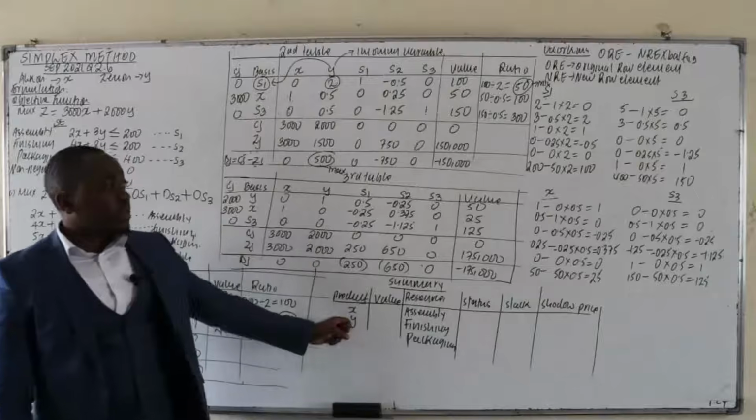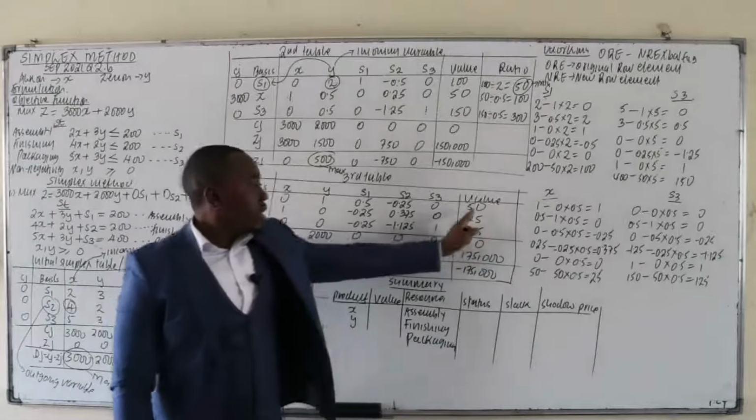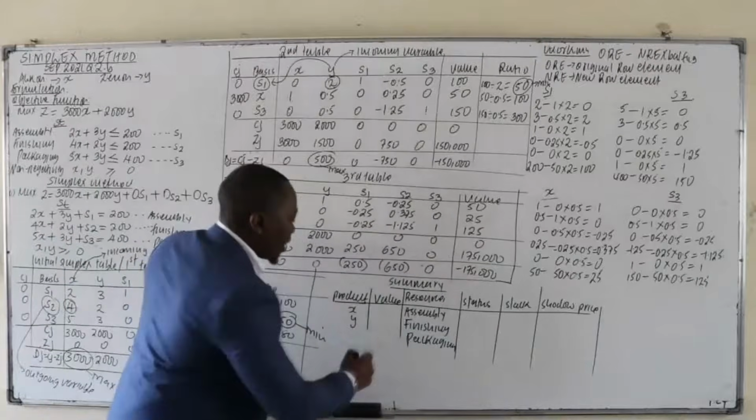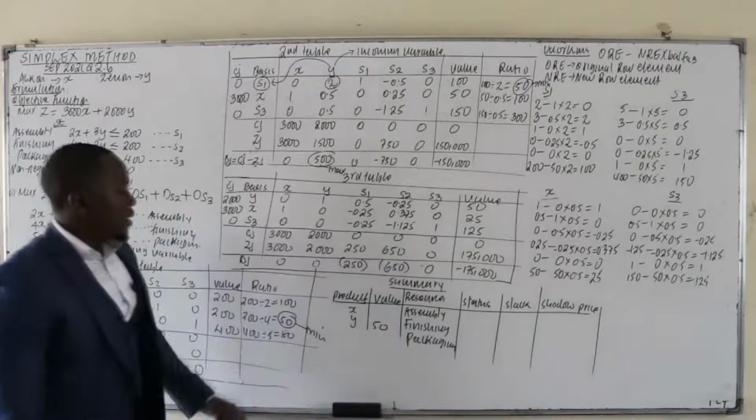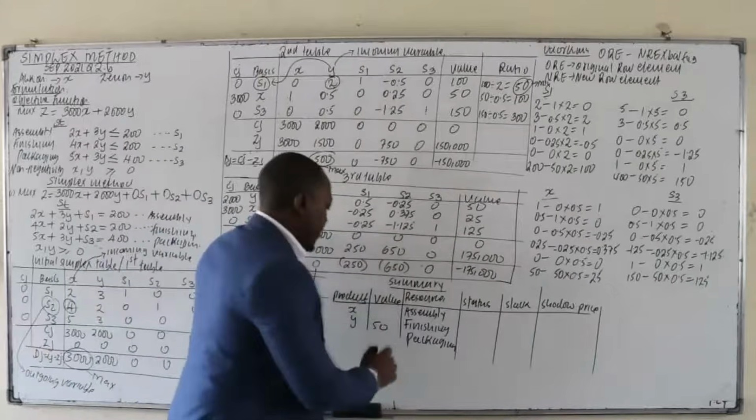How do you determine that? Now, from the optimal table, these are the values. For Y, it's 50. So Y will produce 50. Then for X, the value is 25.